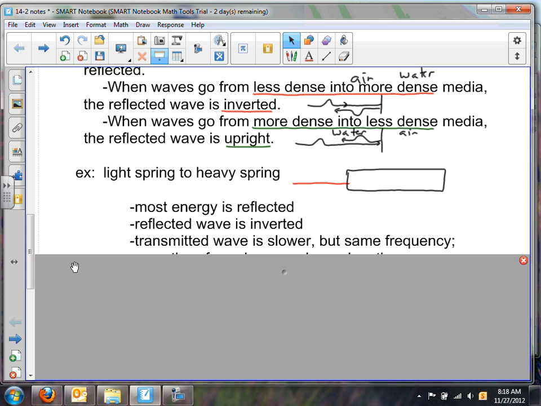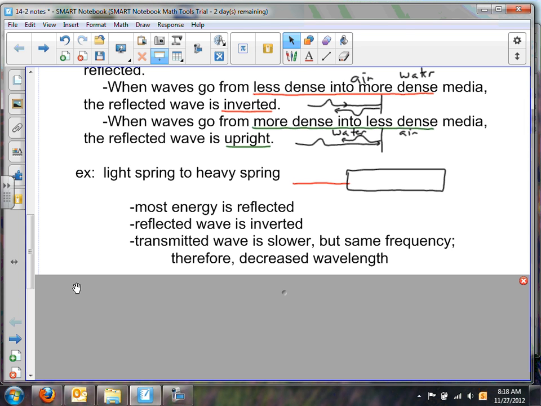The wave that's transmitted is going to be at the same frequency, because the frequency comes from the source that makes the wave. So if the frequency stays the same, the transmitted wave is going to end up going slower. Therefore, you have a decreased wavelength.